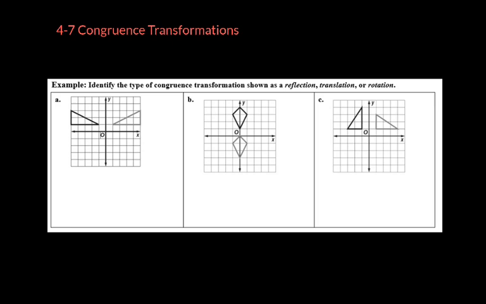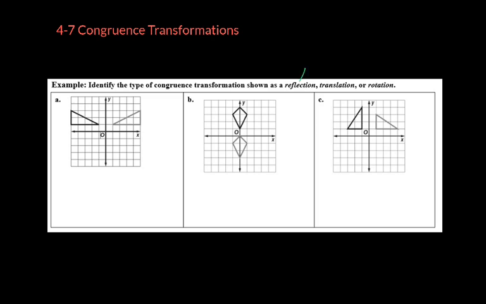Hello everyone, today's lesson is 4-7 congruence transformations. We will have one example and three types of transformation in this question. The first term that we will learn is reflection, second one is translation, and then the third one is rotation.